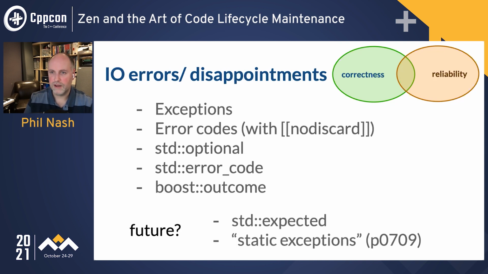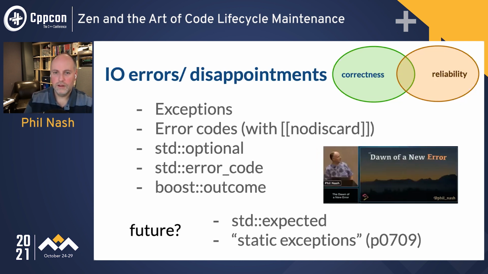I mentioned the std::expected already. I go into this a lot more in my error handling talks. Possibly, maybe less so now, the so-called static exceptions, the P0709 paper. As I say, in my error handling talk, I go into this in a lot more detail. I'm just going to touch on it lightly now. Just to say, these are the way that we deal with those disappointments, the I/O errors. And we should be paying attention to them.